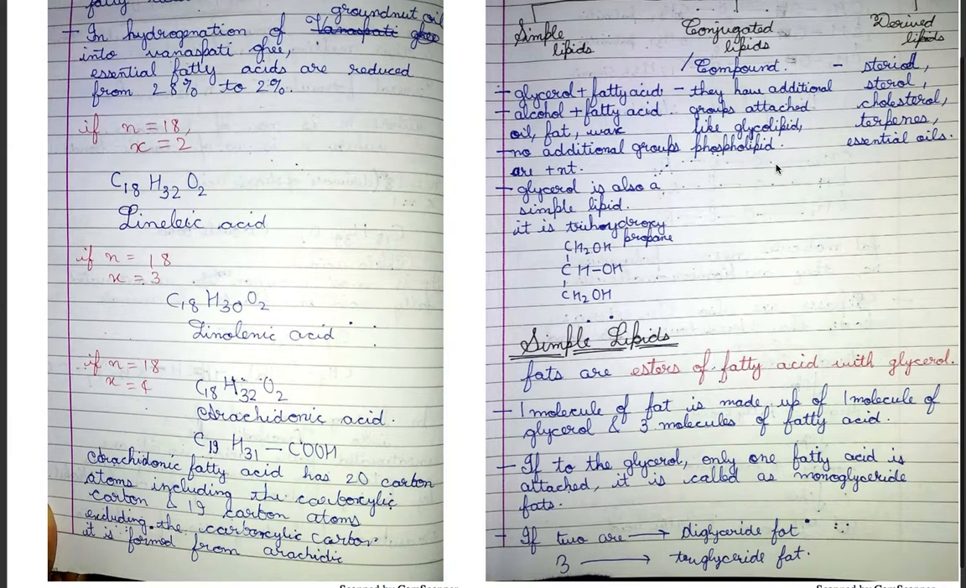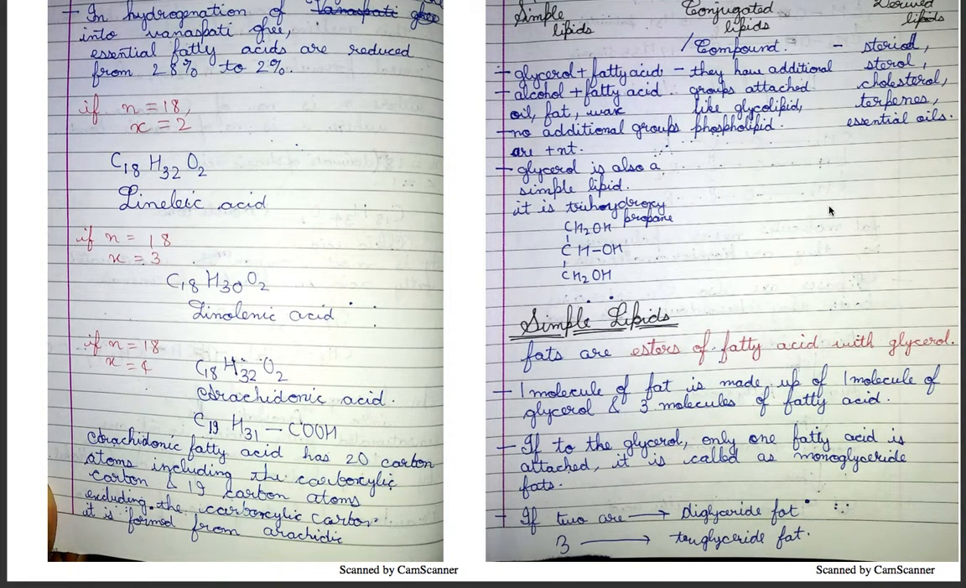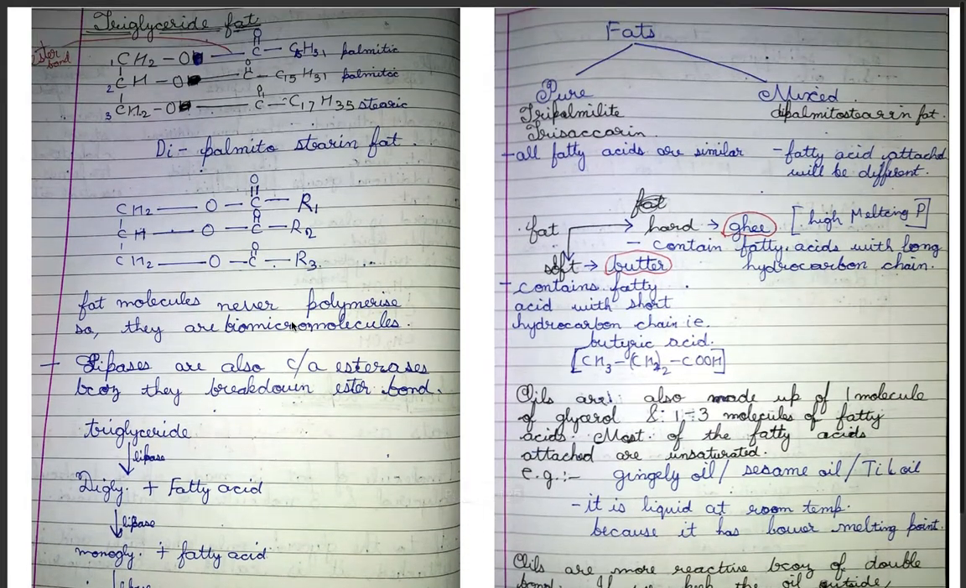Now simple lipids: fats are esters of fatty acid with glycerol. Fatty acid and glycerol, ester is fat. One molecule of fat is made up of one molecule of glycerol and three molecules of fatty acid. If only one fatty acid is attached to the glycerol, it is called a monoglyceride. Two, then diglyceride, three, then triglyceride. An example of a triglyceride fat is glyceride, then CH2, and palmitic acid and stearic acid, three are joined to it. It is actually a mixed fat also.